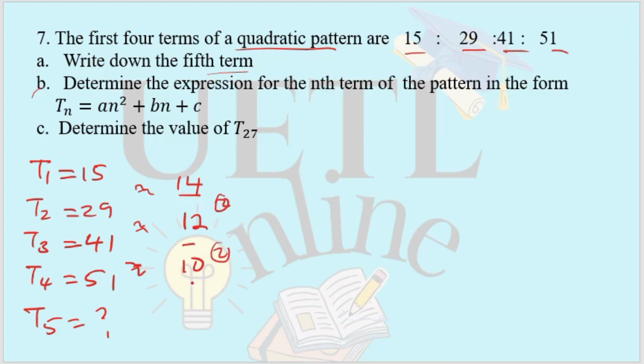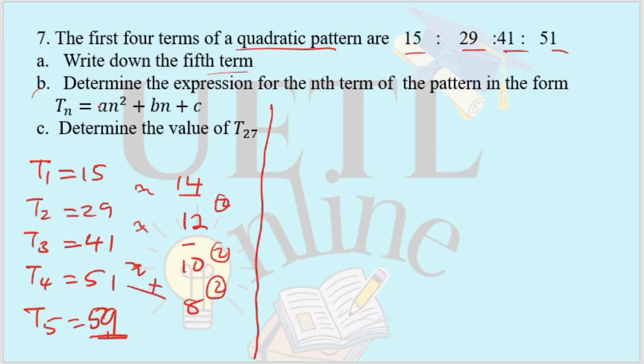So the next difference is going to be 8, so that the second difference can be 2 again. To find T5, we just have to say 51 plus 8, which is 59. So our fifth term is 59. Okay, let's go to the next one. It says determine the expression for the nth term for the pattern in the form.